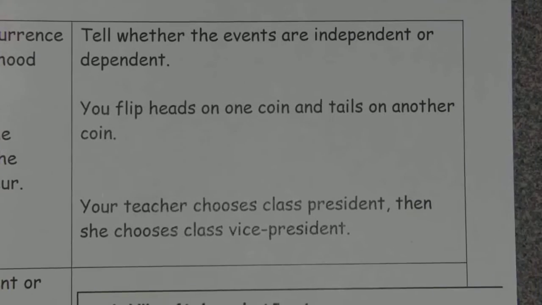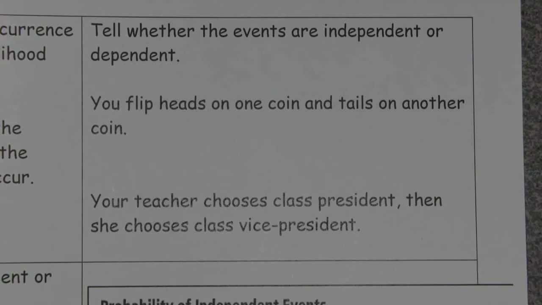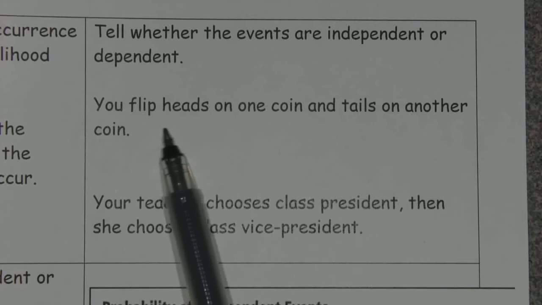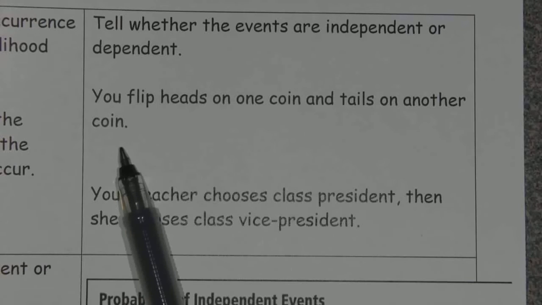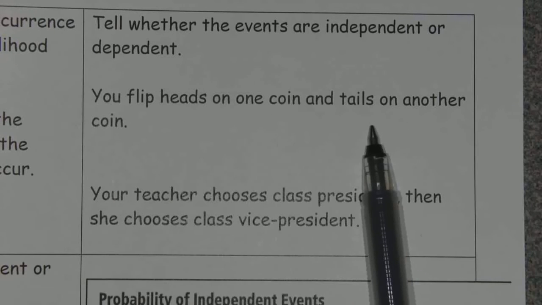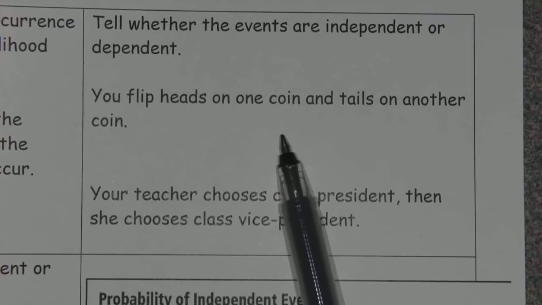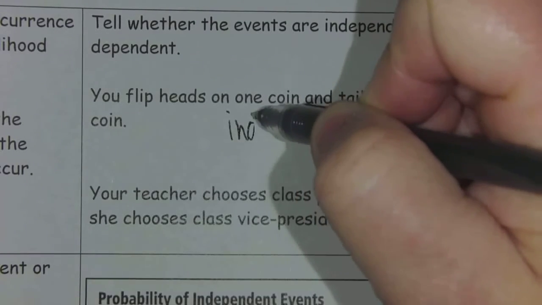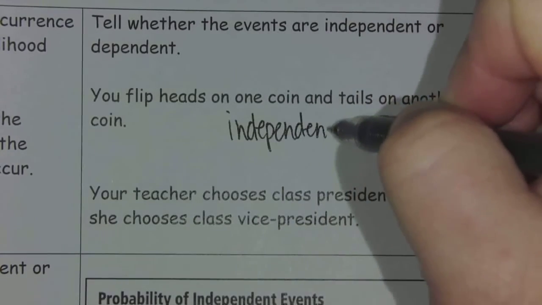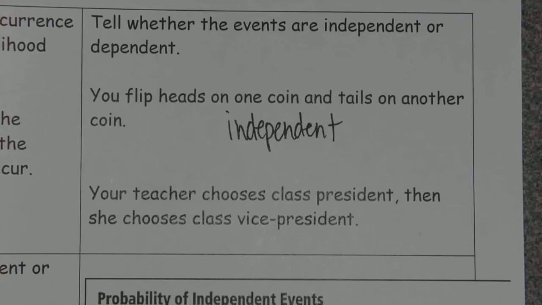So we're going to look at some events today, and we're just going to decide whether or not they're independent or dependent. So independent means they stand by themselves, they're not affected by other things, and dependent means their probability is affected by another probability. So here's our first example. You flip heads on the coin and tails on another coin. Does one probability on the coin affect the other probability on the other coin? It doesn't, right? So are these dependent or independent? They're independent. One doesn't affect the other, so it's going to be independent. Okay, questions on that?